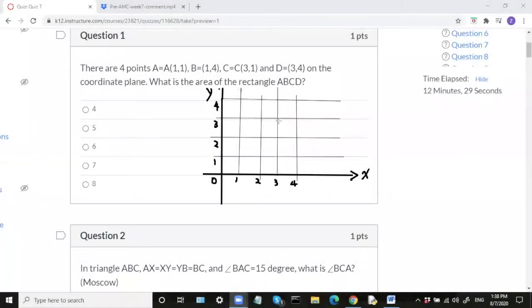Welcome to Pre-AMC Week 7, Problem 1. There are 4 points A, B, C, D on the coordinate plane. So what is the area of rectangle ABCD?